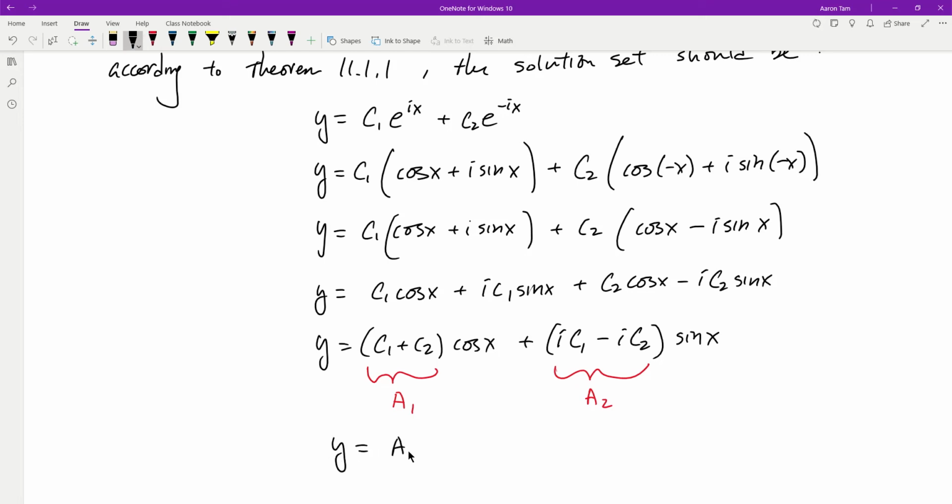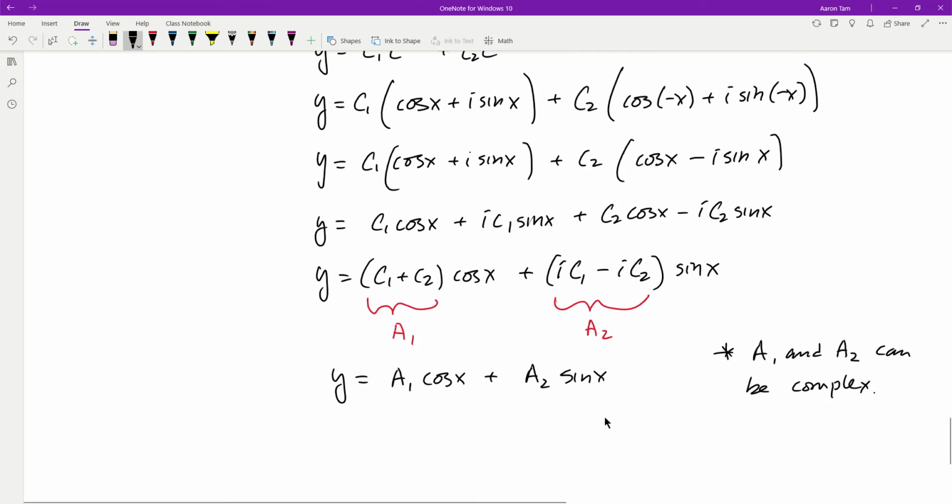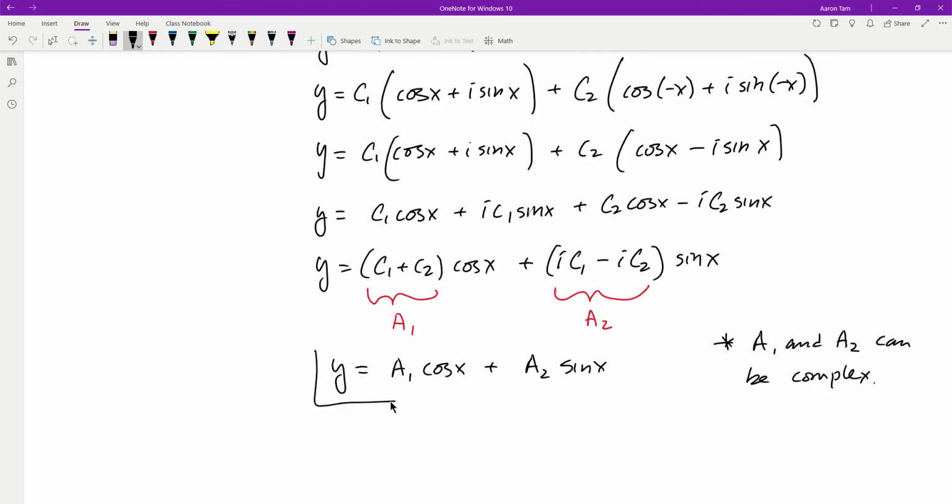So what I have is y equal to A1 cosine x plus A2 sine x. Make a mental note for yourself: A1 and A2 can be complex. And notice that this becomes our solution, which conforms to what we expect. It has two terms, and therefore is a dimension 2 subspace.